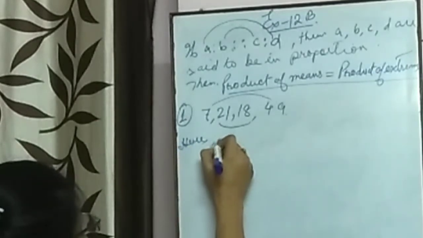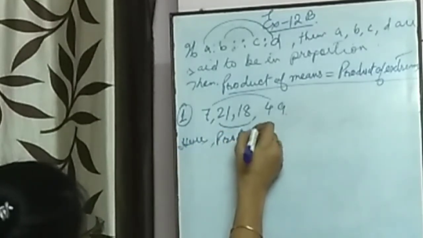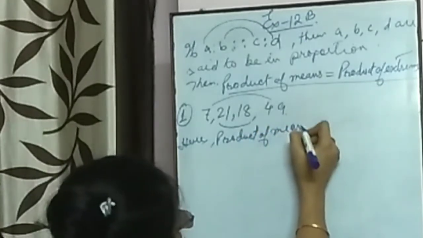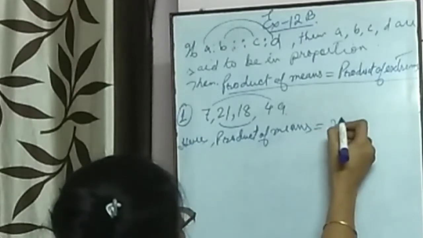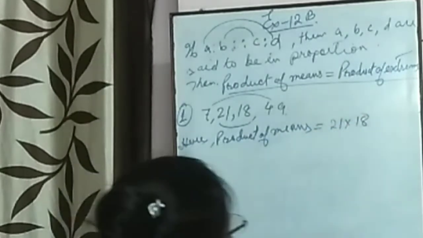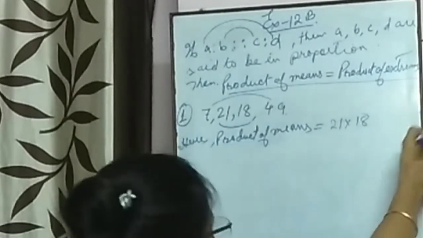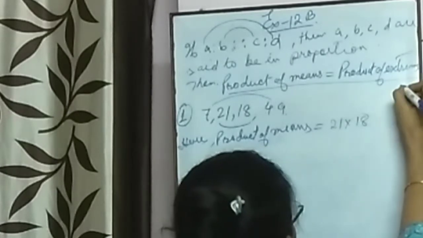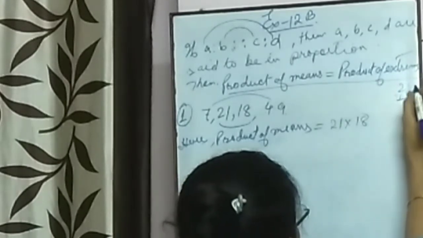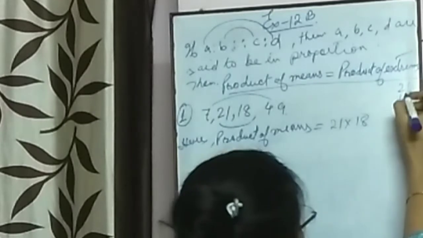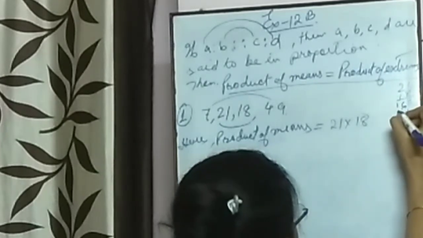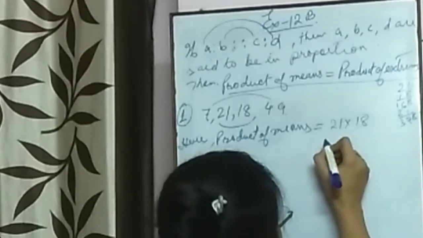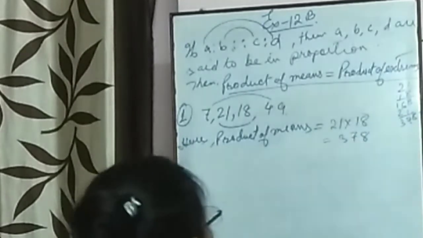Here, product of means equals 21 into 18. You need to show this product. In higher classes there is no need of showing all this, but here always make a habit of calculating in a rough column. So it comes 378.